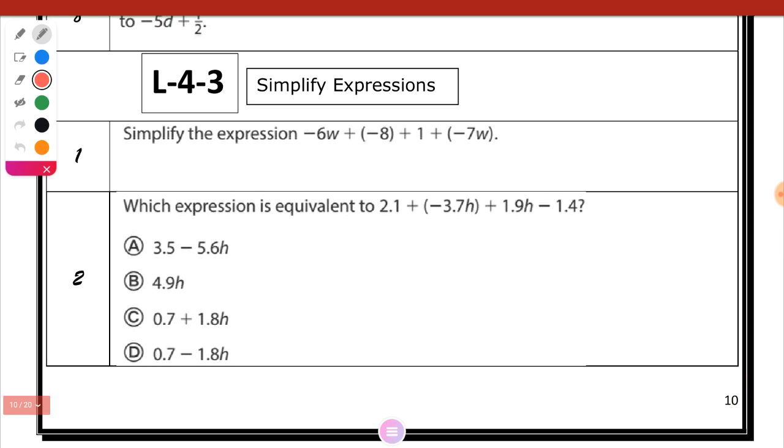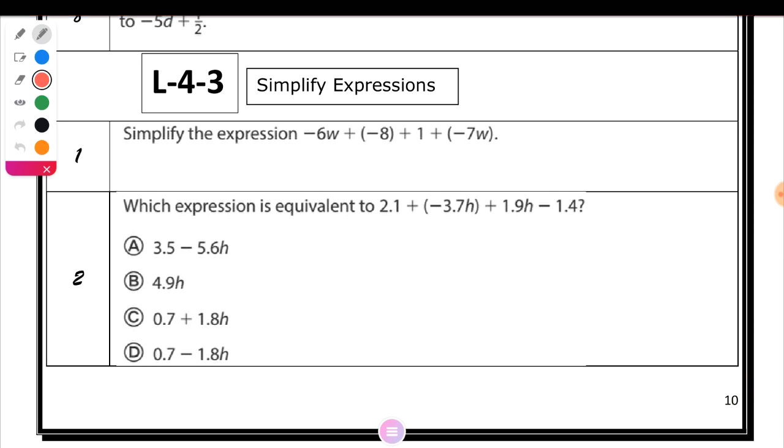Simplify the expression is to put it in the simplest form. Meaning of simplify is to put it in the simplest form. How? Here we will use the like terms. We will collect like terms together. So negative 6w plus negative 7w, negative, negative, so we put the similar sign, put the sign and add. So it will be negative 6 plus 7, 13w. And negative 8 plus 1, different sign, sign of big and subtract, negative, and then subtract 8 minus 1, 7. This is the last answer. So it's negative 13w plus 7.